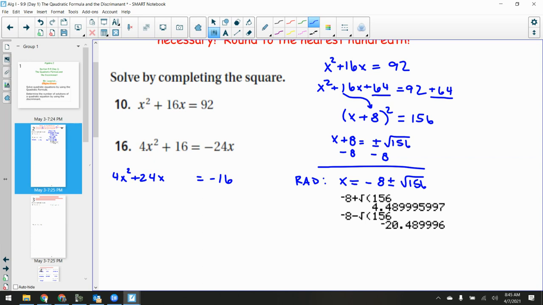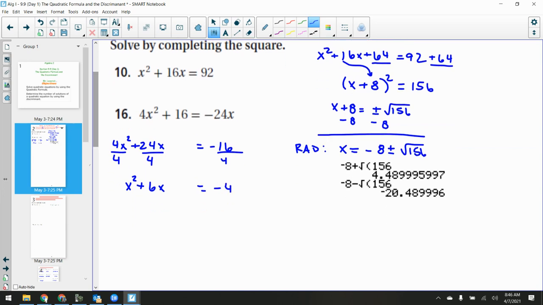Now, am I ready to complete the square yet? What's stopping me? The 4. Let's divide through by 4. Everybody gets divided by 4. So I've got x squared plus 6x is equal to negative 4. Magic number? 9. So this gets me an x plus 3 squared is equal to 5.